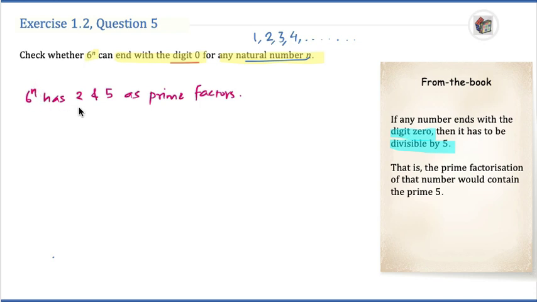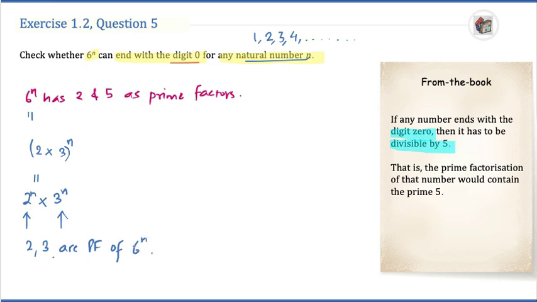Alright, so 6 to the power n has 2 and 5 as prime factors. Now 6 is what? Think very carefully here. 6 in its prime factored form is 2 times 3. So 6 to the power n really means 2 to the power n times 3 to the power n. Why? Because for 2 times 3 to the power n, you can just put the powers separately on each of these numbers. So this tells you that the prime factors that 6 has are 2 and 3. So 2 and 3 are prime factors of 6 to the power n.